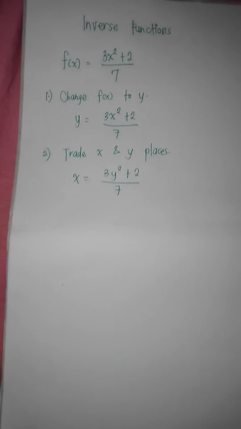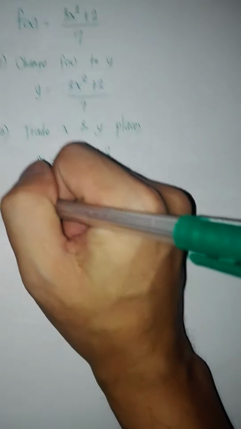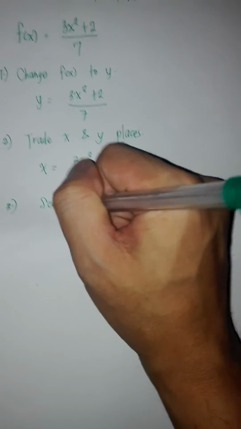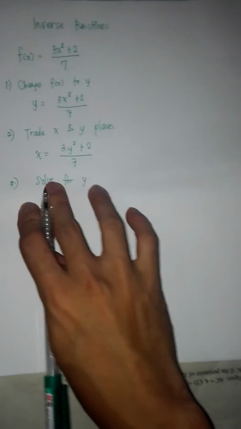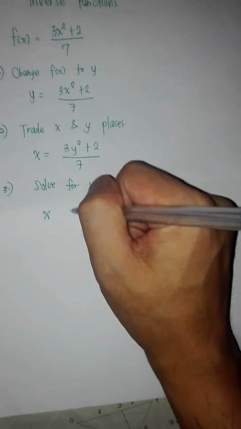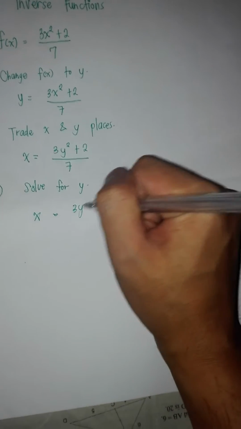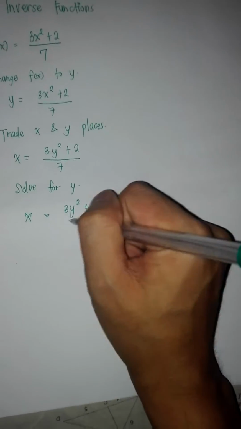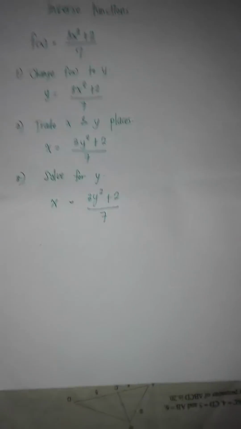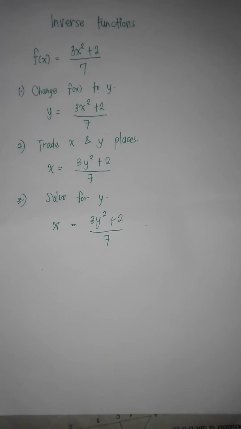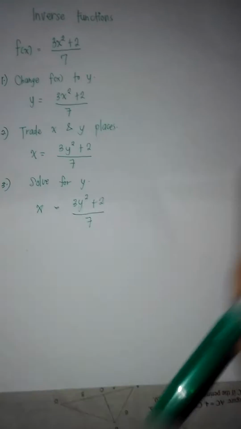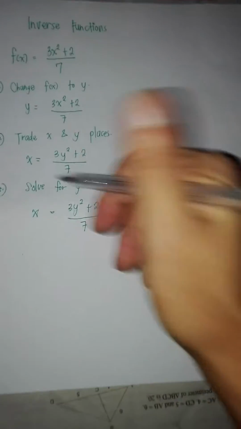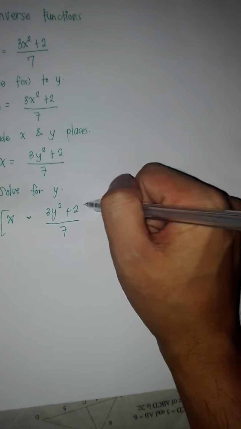Alright, and then the next one is we will solve for y. So number 3 is solve for y. Generally, to solve for y, we should not have any fractions on either side of our equation. So to eliminate the denominator here, we will multiply everything by 7.